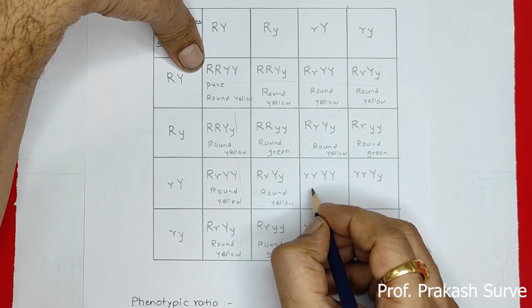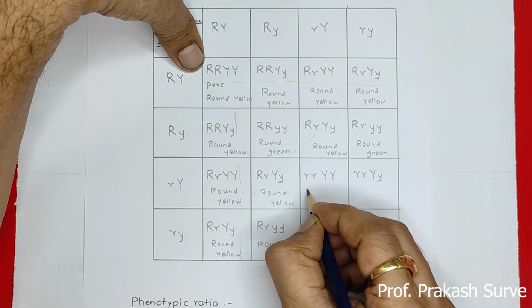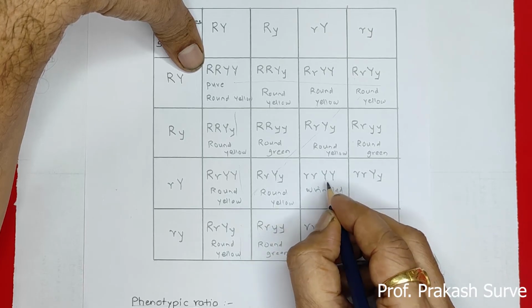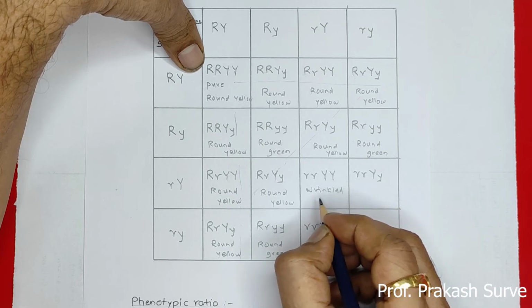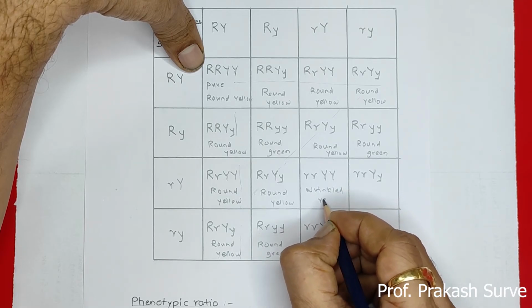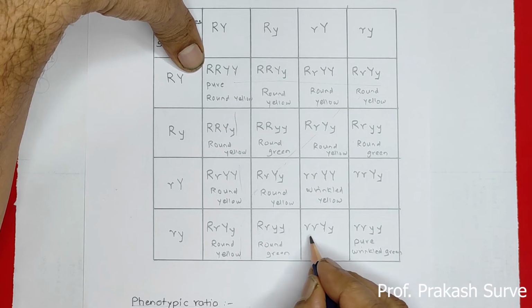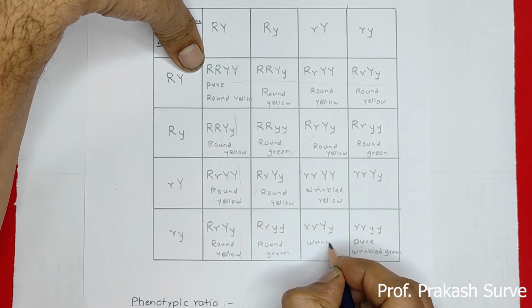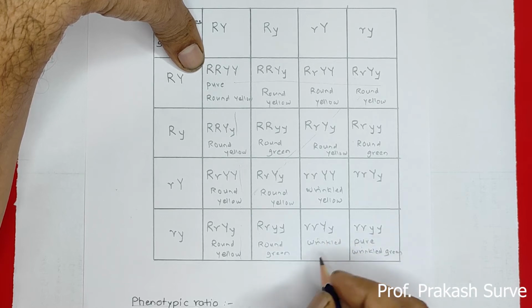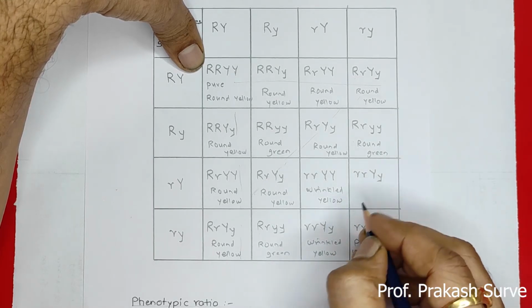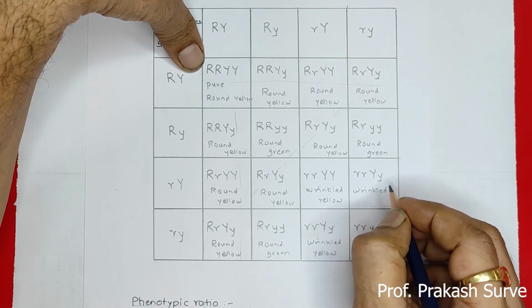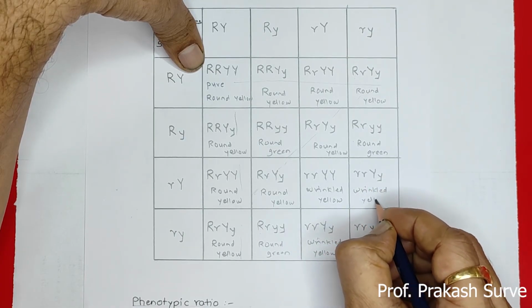So here what we get, 1 and 2, and here what we get is wrinkle and yellow. This one is wrinkle and the capital Y is there. So that's why it is yellow. Here small r is there. So that's why it is again wrinkle, and the capital Y is there. That's why it is yellow. Here small r is there. That's why wrinkle, and capital Y, that's why yellow.